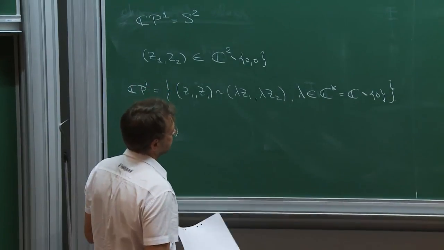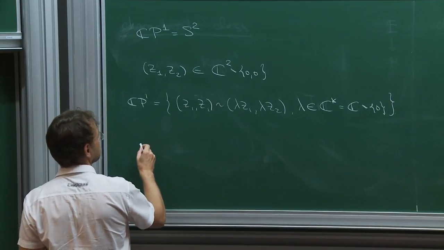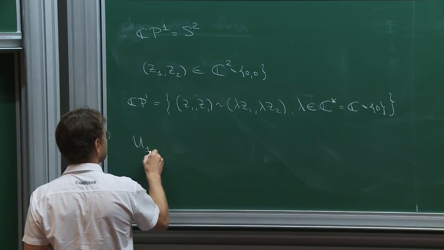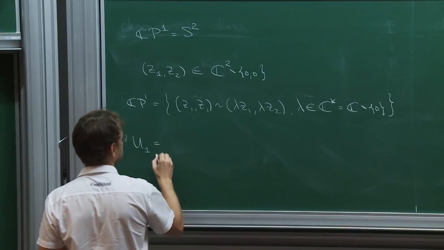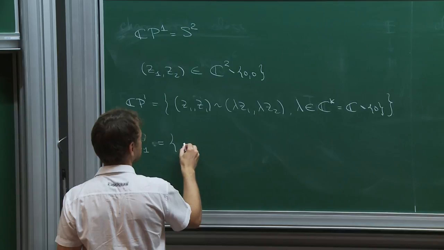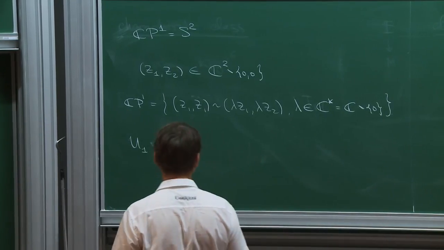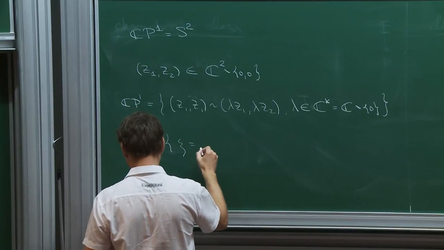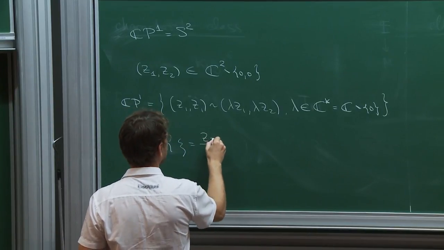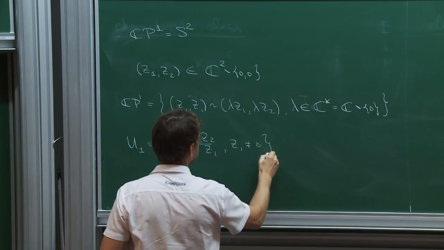Okay. Now, so there are two patches. So you can cover CP1 by two patches. So the first patch is the following. I can introduce coordinates for you. So let me see which coordinates I want to choose. So xi, which would be zeta 2 over zeta 1, and zeta 1 should not be equal to 0. It's one patch.